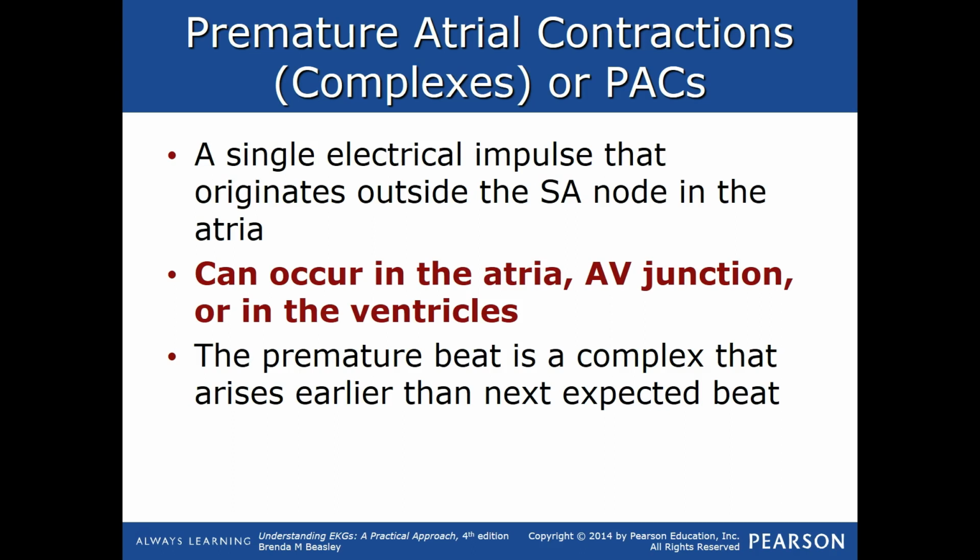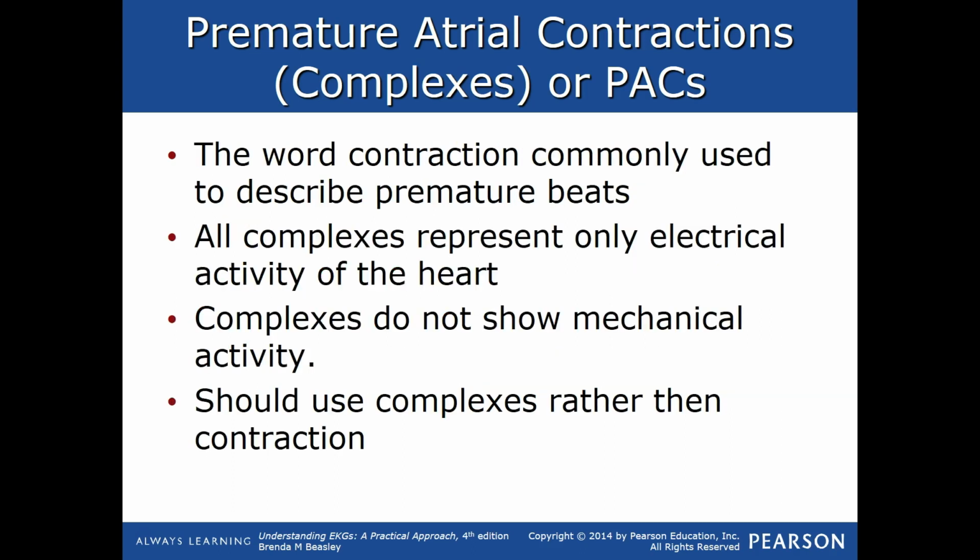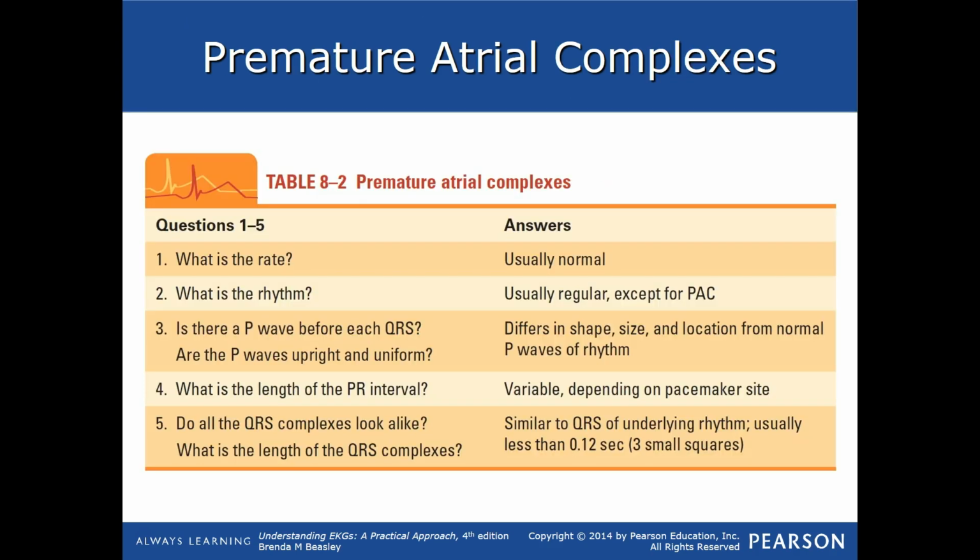So a PAC is a single electrical impulse that originates outside the SA node in the atria. So you see here that it can occur in the atria, or the AV junction, or even in the ventricles, and this is a premature contraction. So that is, it arises earlier than the next expected beat. And this goes on to tell you what I just said. We're talking about mechanical versus electrical.